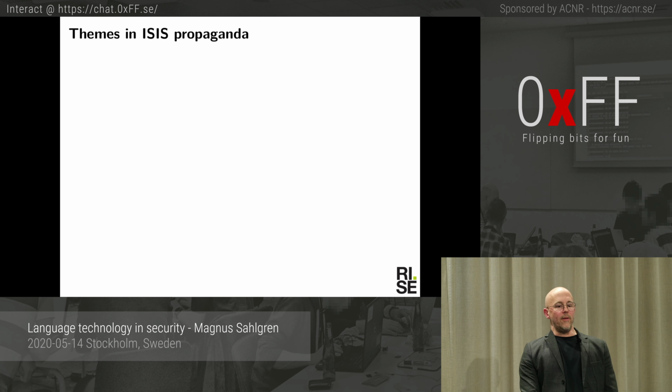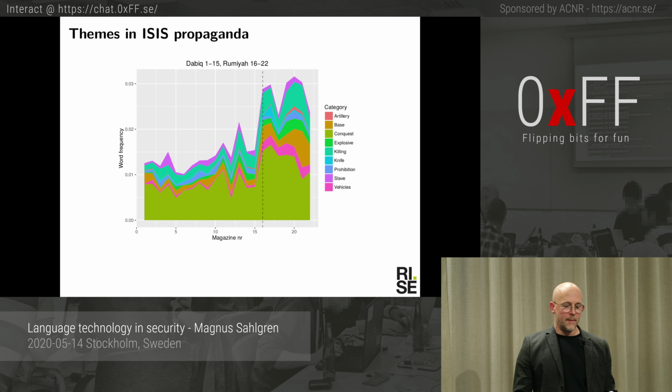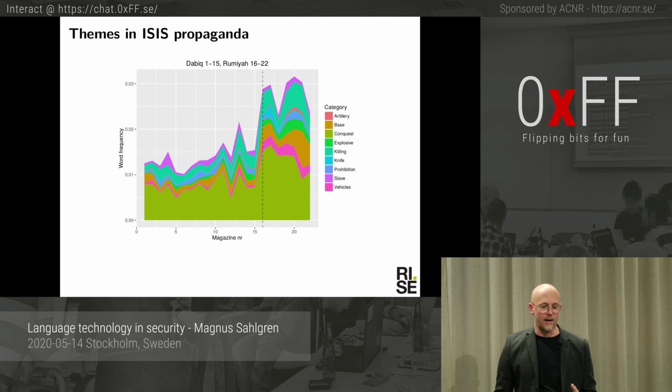Okay, so what can you do with this? Here's an example of what you can do with this type of analysis. This is a small analysis that I did during my time at the Swedish Defense Research Agency. These are a number of themes that have been identified and expressed by domain experts. And then what we did was to use an embedding model to expand on the keyword lists to ensure that we had good recall. And then we analyzed the official ISIS propaganda magazines.